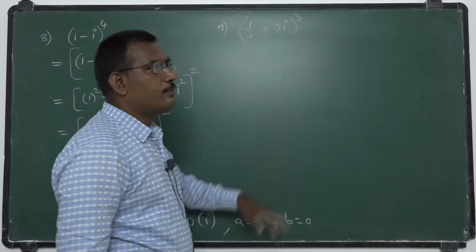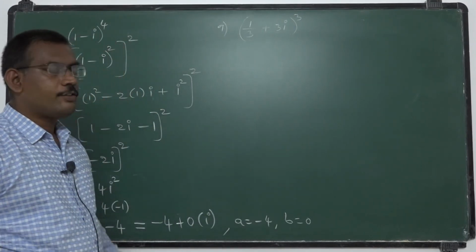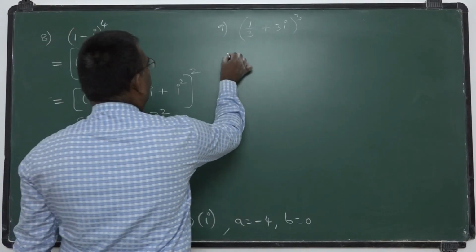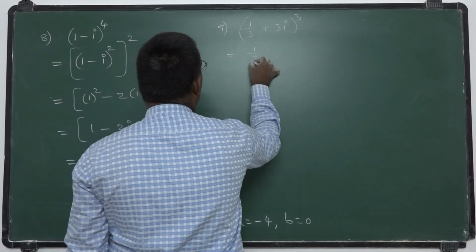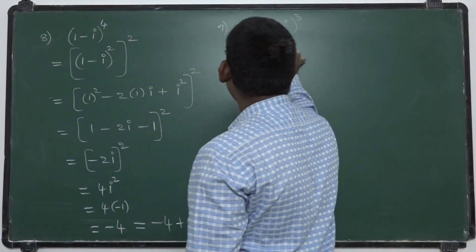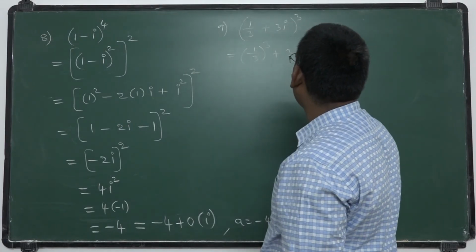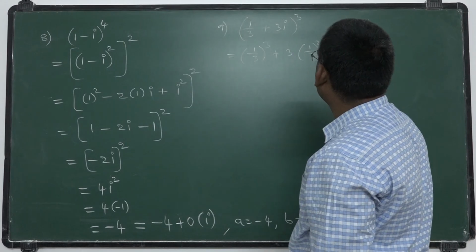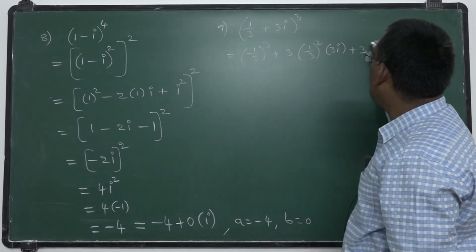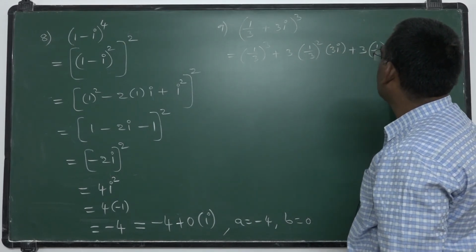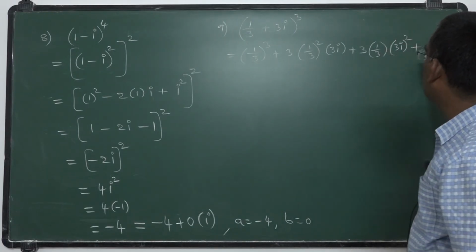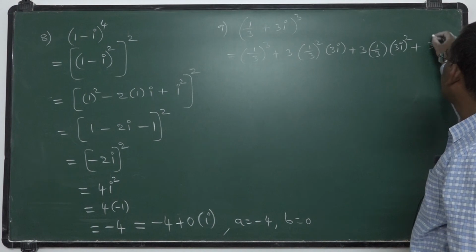So we know the formula of (A + B) whole cube: A cube plus 3A square B plus 3AB square plus B cube. So first A cube, plus 3A square B, plus 3AB square, plus B cube.